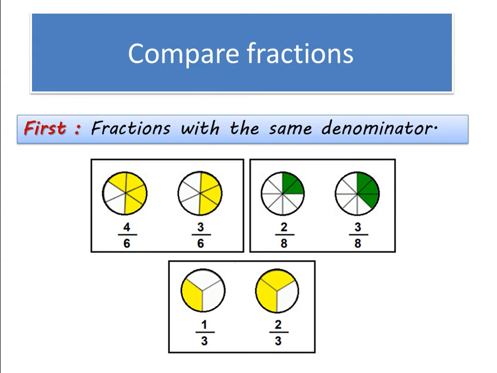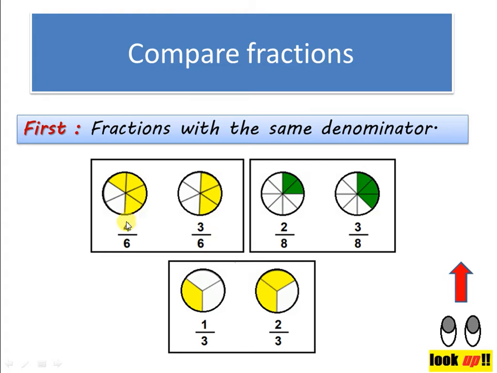So for all shapes that we have here, the same denominator means the same parts in all. And this means all parts have the same size, but we compare only between the numerator now, which is how many colored parts that we have. So we can just look up and compare how many colored parts that we have.